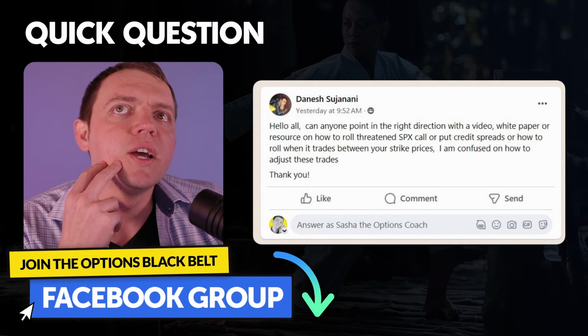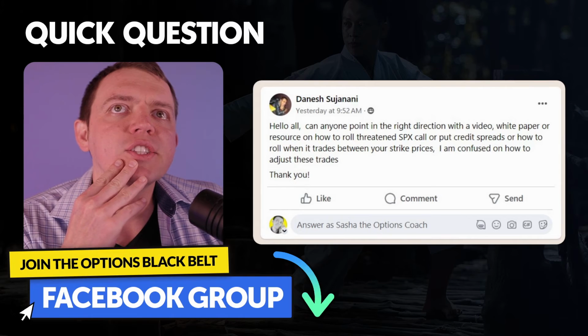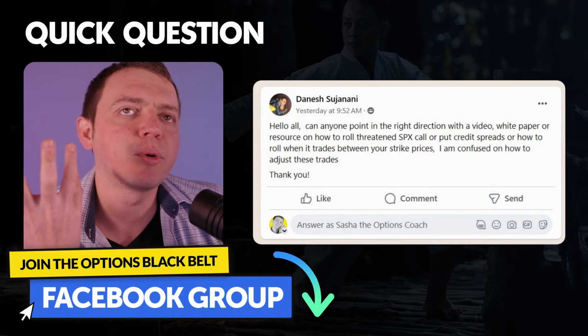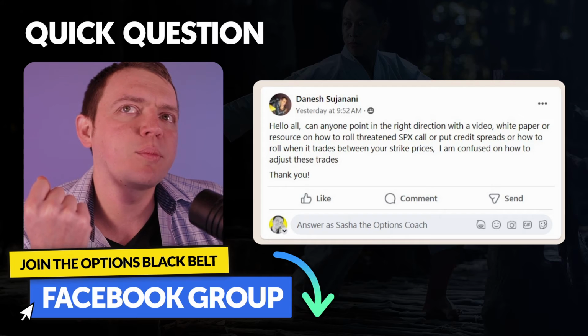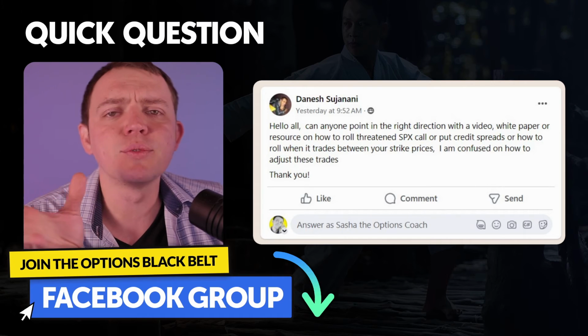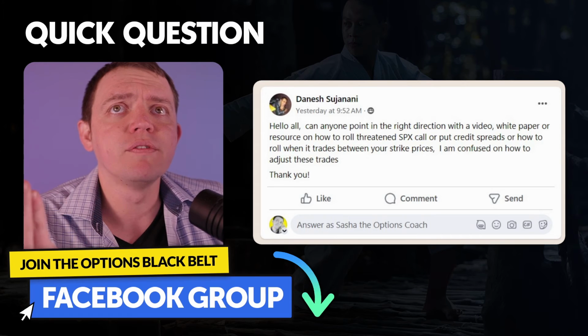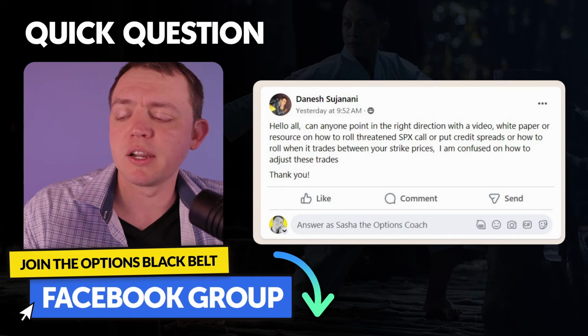Okay, so looking back at this question, you can see there's confusion on these credit spreads, on how to roll, and when it's between your strike prices. So even if it's between your strike prices, it doesn't really matter to some degree. It's just how much money did you lose at the time or value. I'm confused how to adjust these trades.